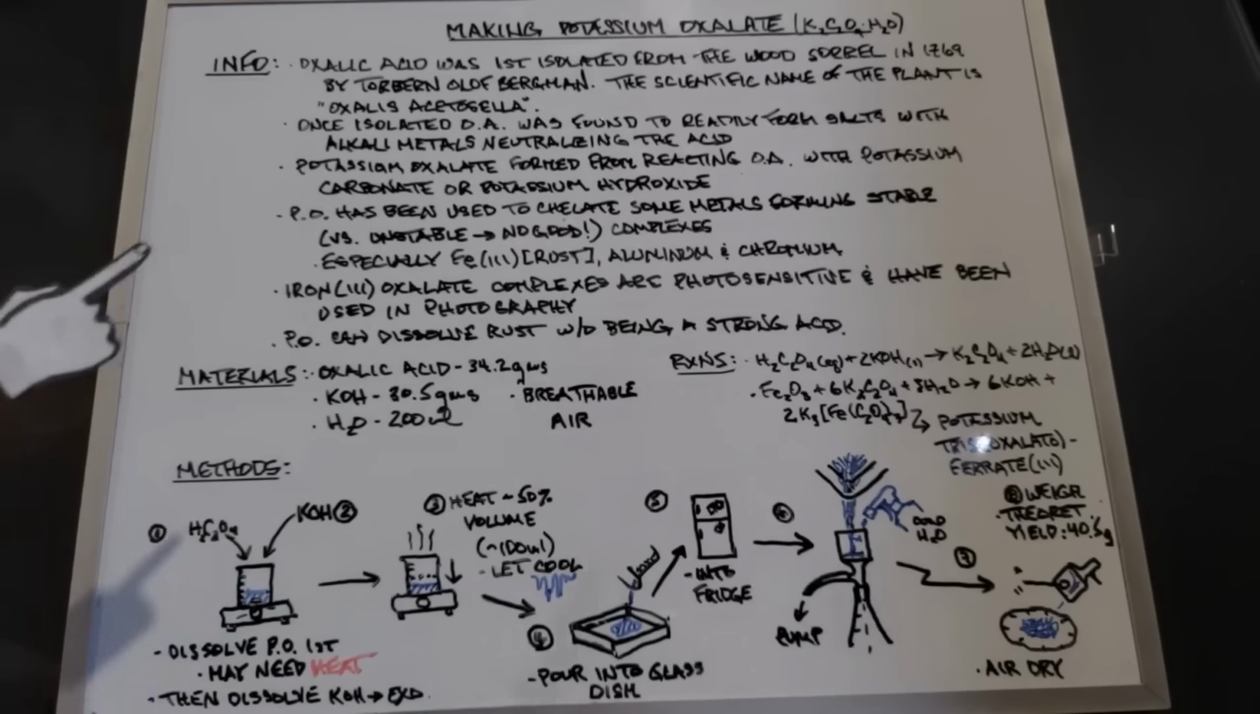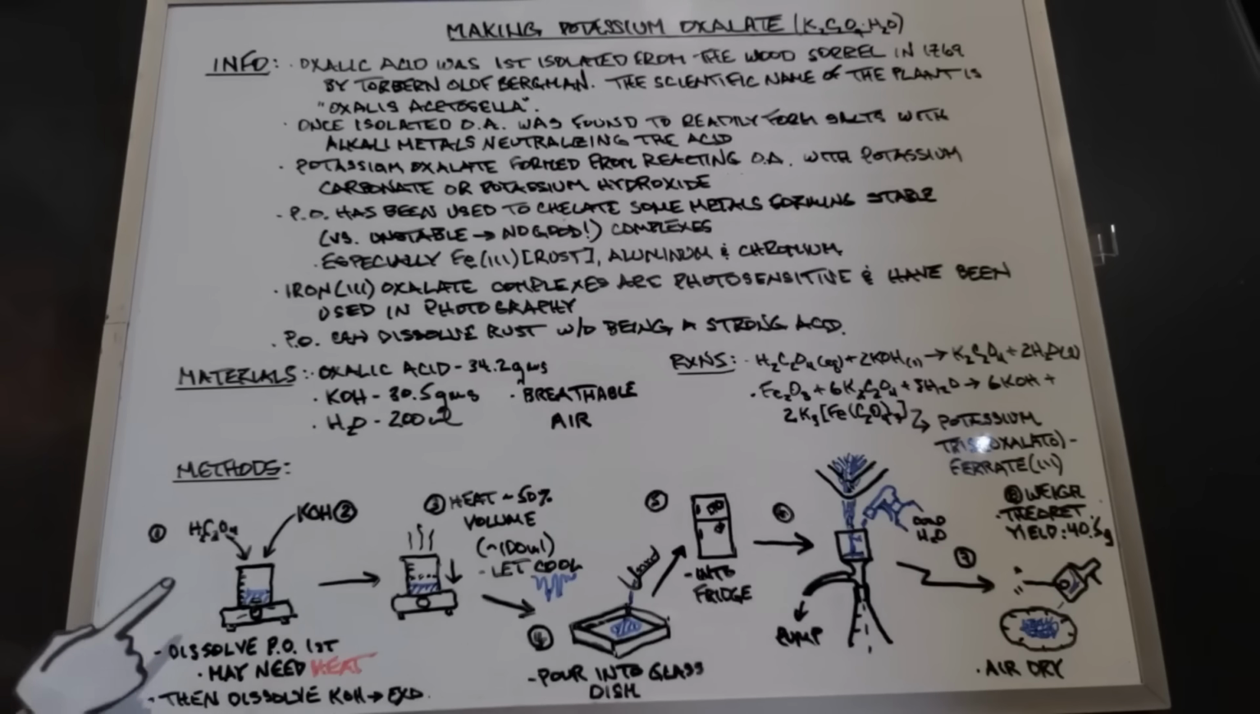Moving on to our methods, we're going to use a 500 milliliter beaker, put approximately 200 milliliters of water in there, and then add our oxalic acid. Oxalic acid does not like to dissolve in water, and it takes a while, so you may need some heat in order to get it dissolved. And then you're going to add your potassium hydroxide dry to that mix and dissolve it.